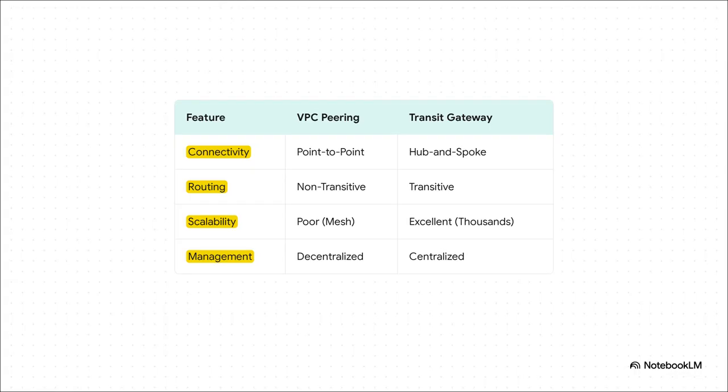Let's just put these two side by side for a second. With peering, you've got that point-to-point, non-transitive mess that just doesn't scale. With a transit gateway, you've got a clean hub-and-spoke model, the routing is transitive, so everything can talk to everything else through the hub, and it can scale up to thousands of VPCs. Honestly, for any environment that's even a little bit complex, the TGW is the hands-down winner for easy, scalable management.